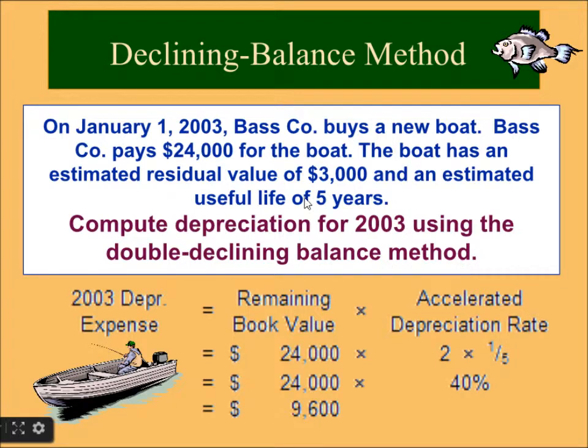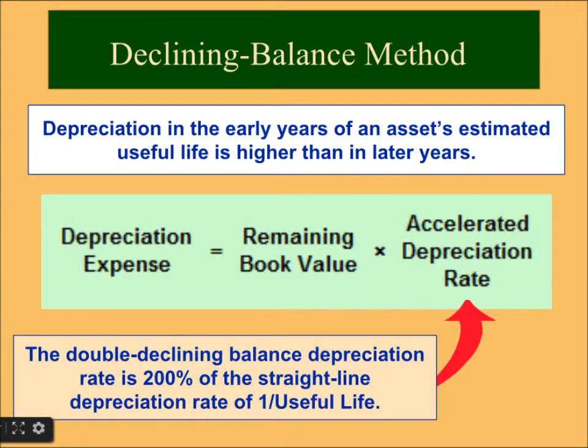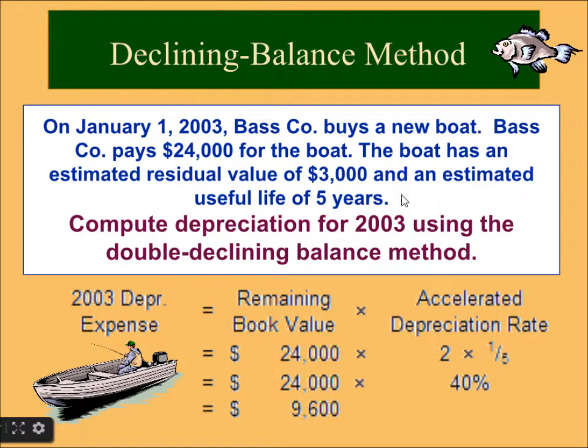So first we need to calculate the accelerated depreciation rate. As learned over here, the accelerated depreciation rate can be calculated as 1 over useful life multiplied by 200%. The useful life is given as 5 years. So 1 over 5 multiplied by 200% gives us 40%. So the accelerated depreciation rate is 40%.